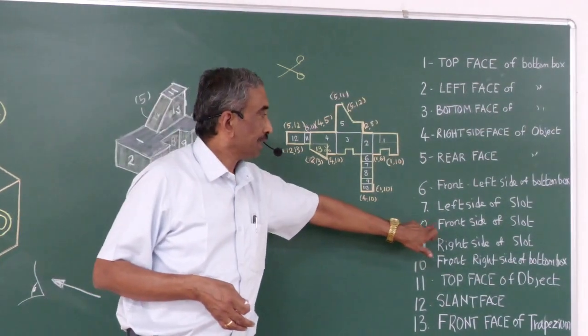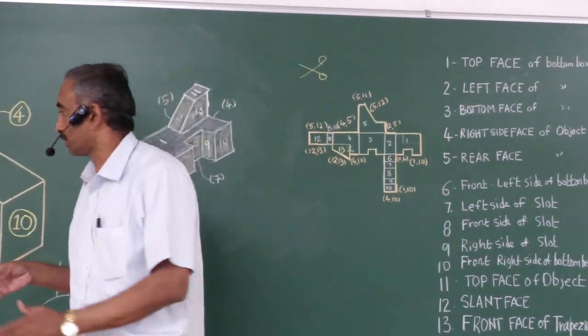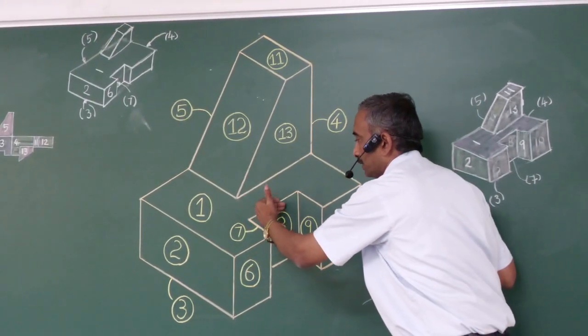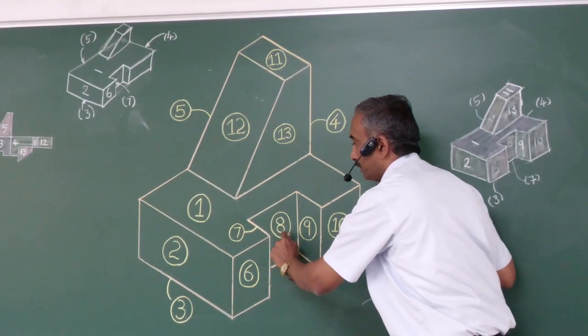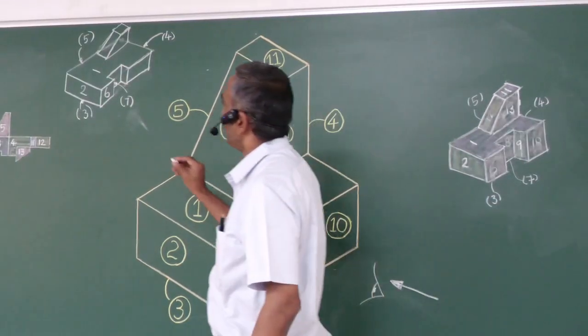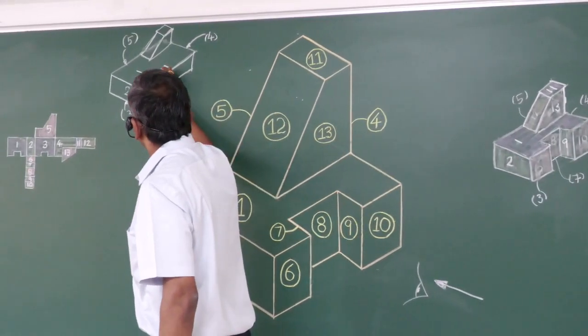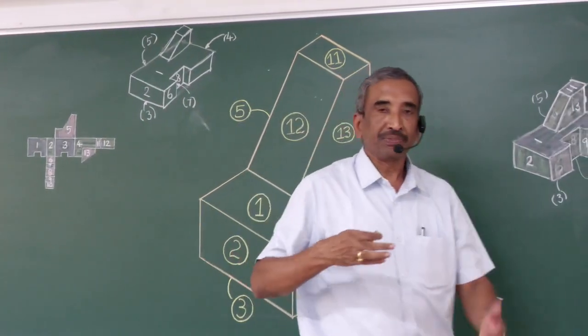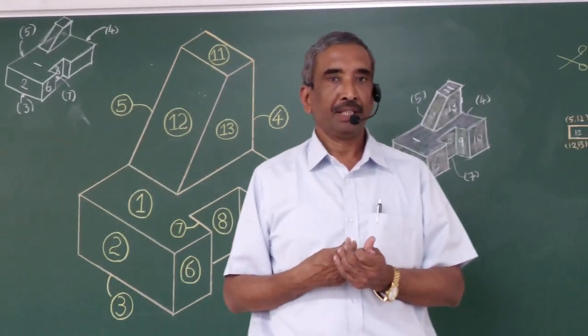Face 8 is the front side of my slot. Look from here. This is my slot and this is the front side of the slot. That is face number 8. So in your drawing, mark this as face 8, the front side of my slot.